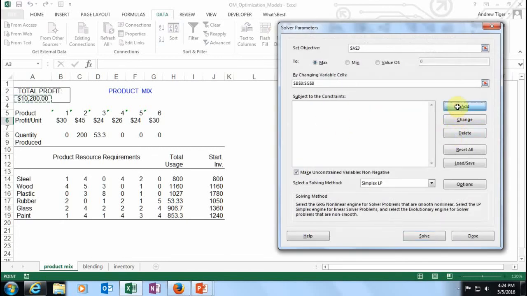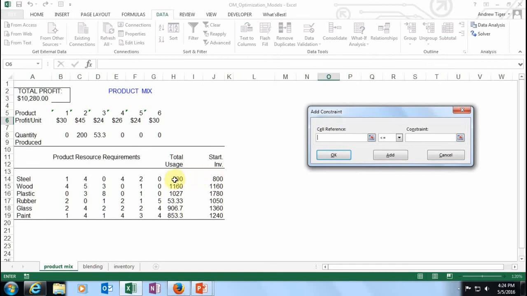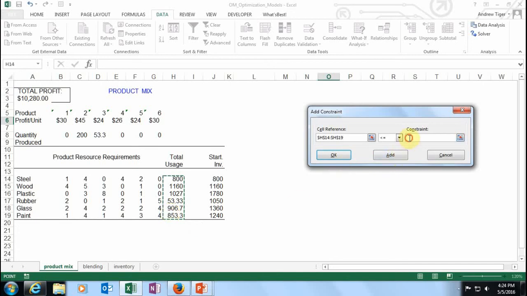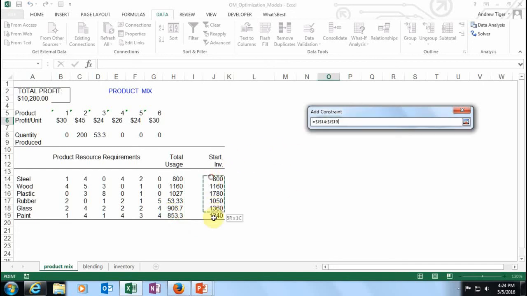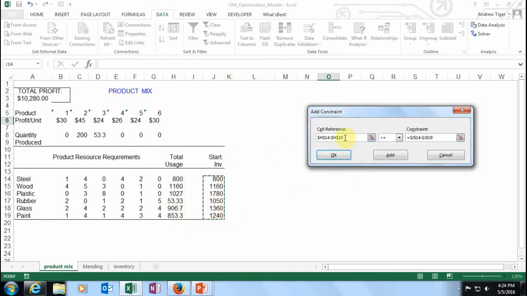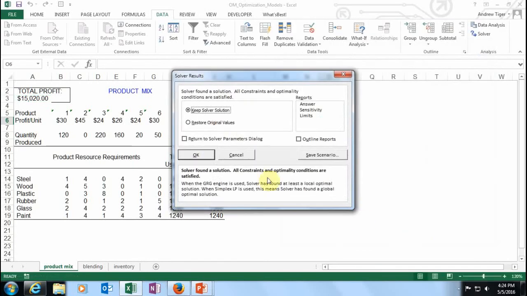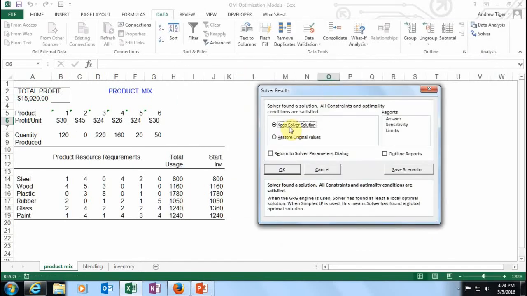I'm going to add a set of constraints saying that in this array, in this vector of 6 values, they are paired with these 6. So this set has to be less than or equal to this set, and for each pair there's a constraint. So it's actually 6 constraints I've written. And then the last one, I can't make negative products. I'm going to solve it. And look at that. It finds a solution.